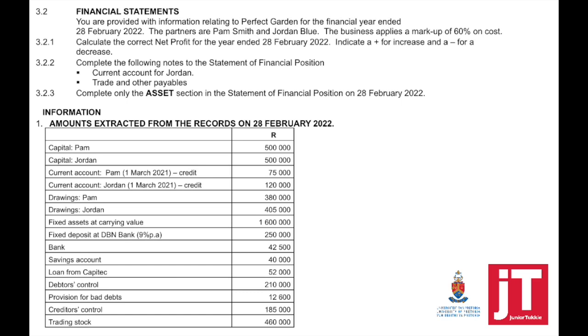Complete the following notes to the statement of financial position: the current account for Jordan, trade and other payables, and complete only the asset section in the statement of financial position on 28 February 2022. So take note how the financial statements can be asked in different ways. Calculating the correct net profit is a question that learners often battle with. Majority of the time, they get the amount correct, but they incorrectly show, should it be plus or should it be minus? Information number 1, amounts extracted from the records on 28 February 2022.